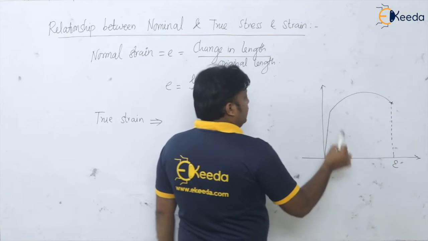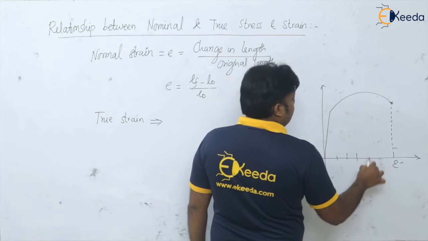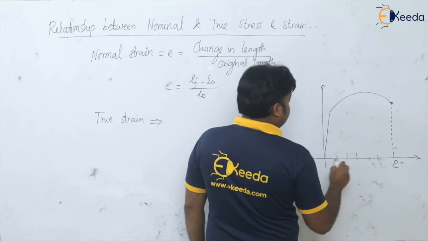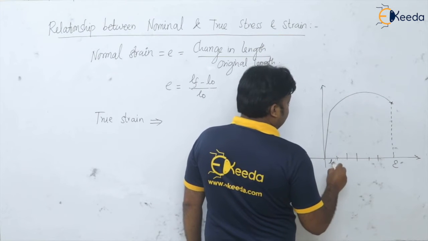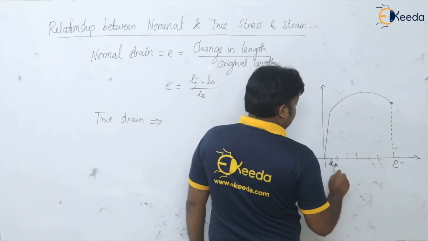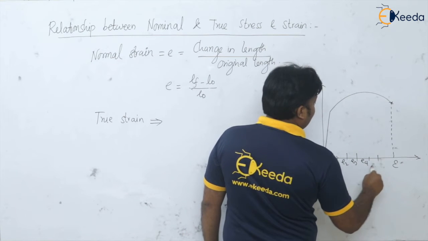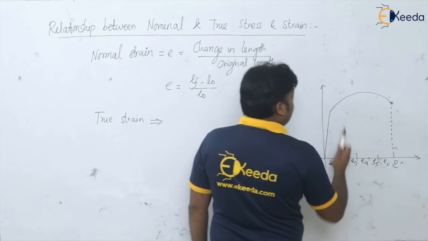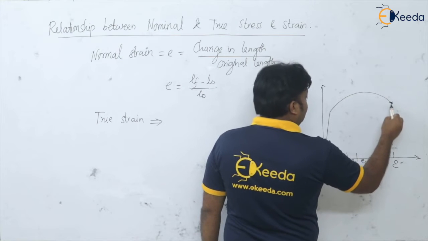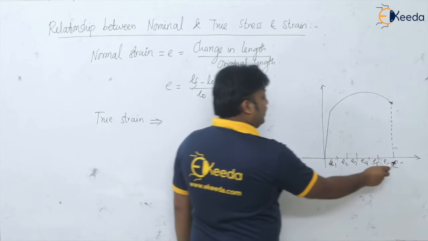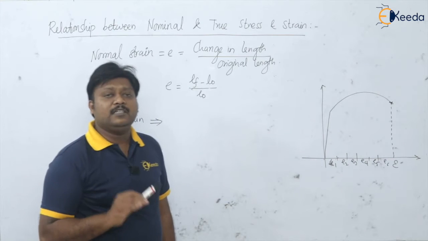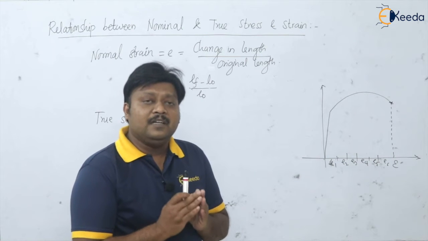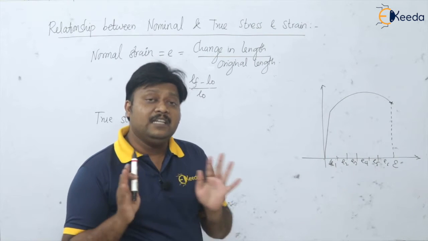So it is nothing but the summation of the strains at whatever points we have calculated. So this is the change in length by original length, that is e1, e2, e3, e4, e5, e6. Whatever number of times you have calculated these normal strains, and up to the failure you want the true strain, in simple words, true strain is what? Nothing but the summation of all the normal strains from L0 length to the L final length.